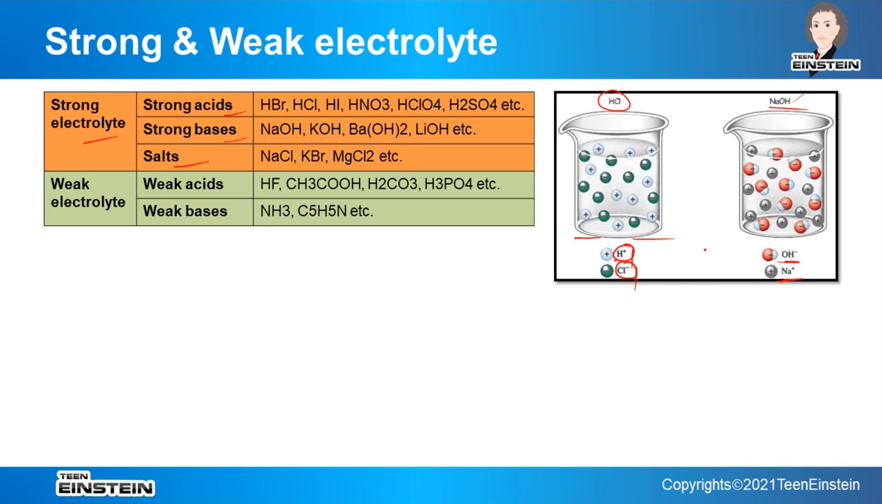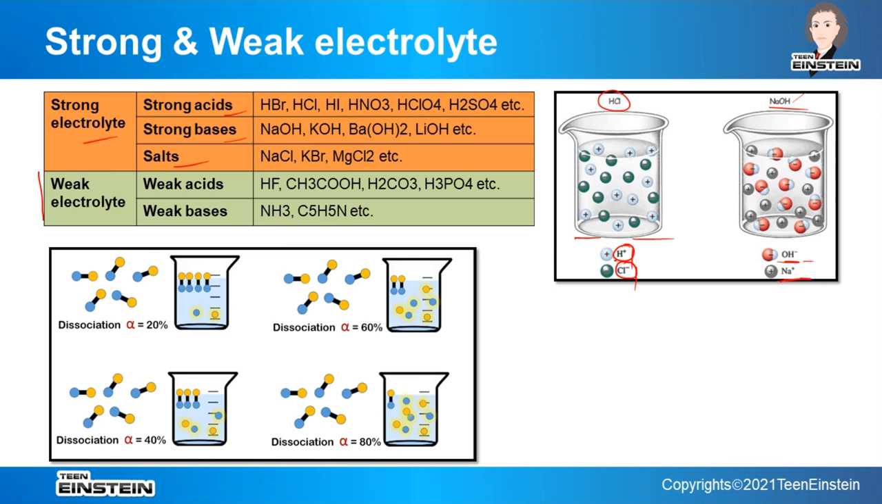So if there are a total of 5 NaOH molecules, in the medium there will be 5 OH minus and 5 Na plus. But if it is a weak electrolyte, the dissociation is not complete, okay. Suppose there are 10 molecules of weak electrolyte, only 2 of them will be dissociated, or 5 of them will be dissociated, like that. Under weak electrolytes we mostly have weak acids and weak bases, fine.